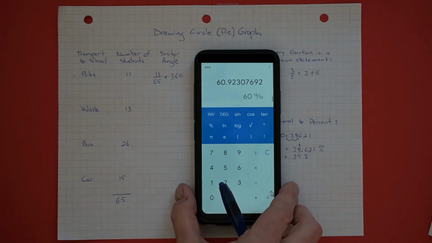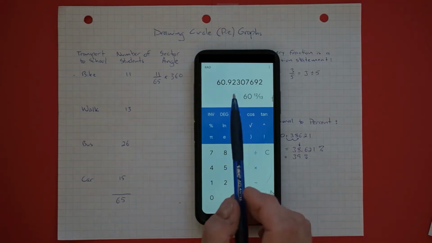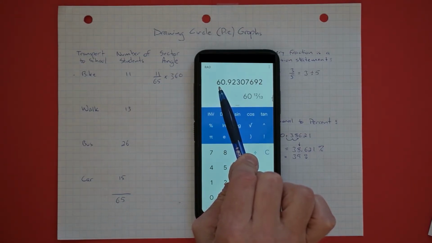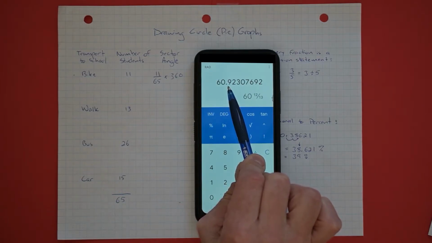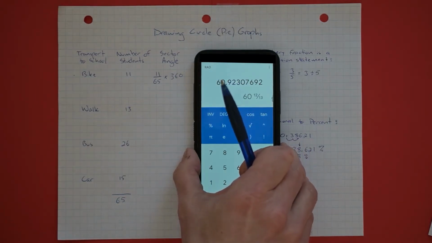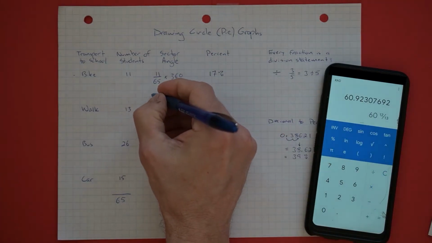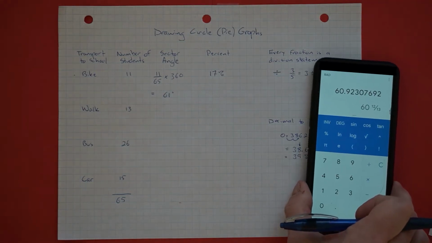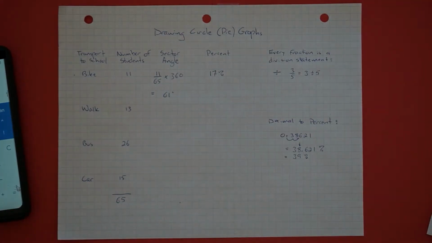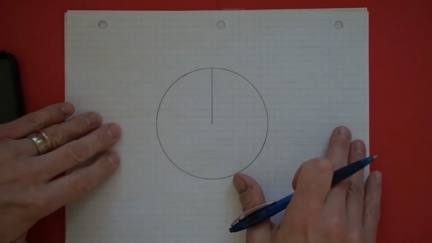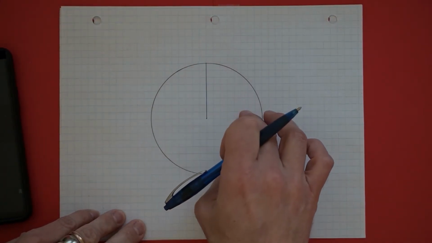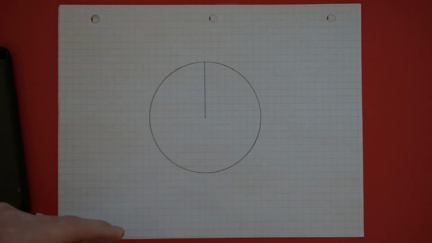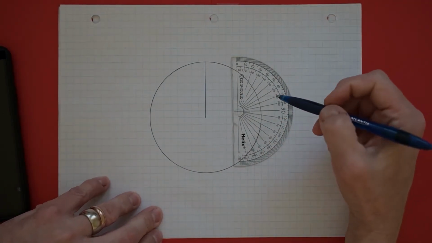And so there we have the number of degrees. Again, we're going to round to the nearest degree. So if we have 60.9, that's going to round to 61 degrees. So that then is my sector angle. 61 degrees. So we can now use that to come back to our circle graph and create a sector that is 61 degrees. So we need to recall how we use this guy.